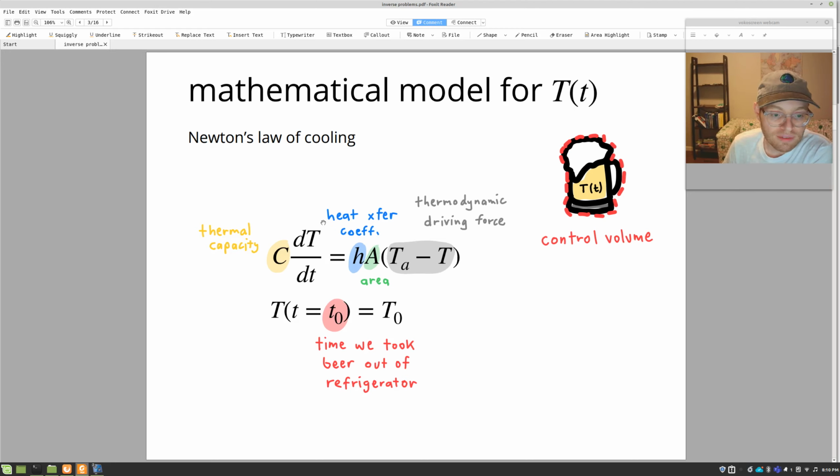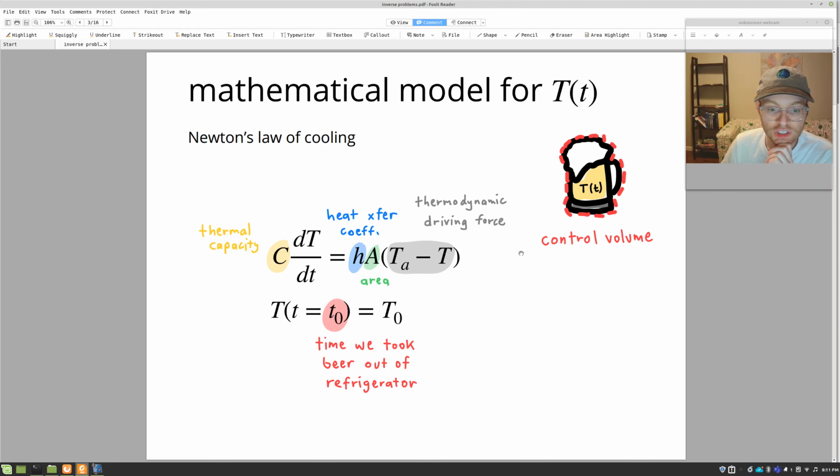So here we're prescribing the rate of change of the temperature of the beer, and it's proportional to this thermodynamic driving force. But three parameters are involved in this. One is the thermal capacity of the beer, C. That's how much energy it takes to raise this glass of beer by 1 unit temperature. A, the area across which heat transfer occurs. And H, the heat transfer coefficient, which is the amount of energy per time that transfers across this boundary per unit area per temperature gradient between the beer and the air.